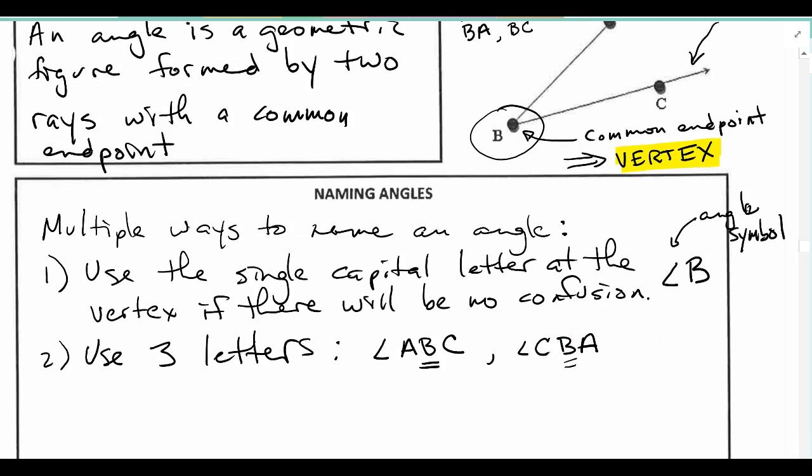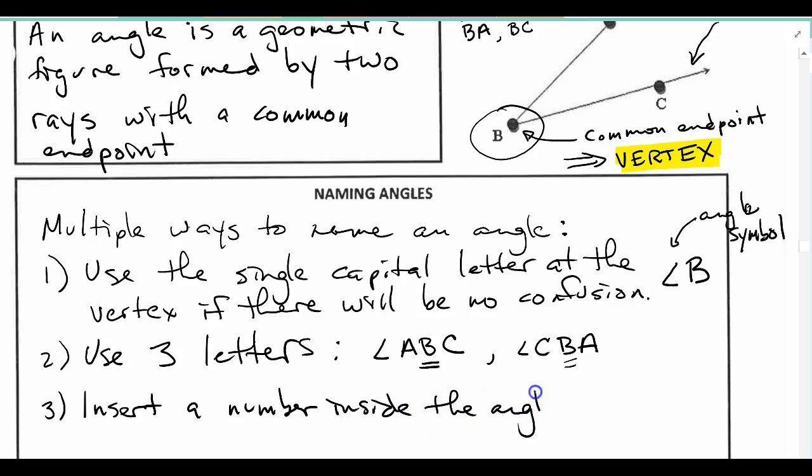Now, a third way: insert a number inside the angle. So if I wanted to, I could put a number inside here. I'm just going to put the number 3. You could put really any number you want. And then I could call this angle 3. You can always put a number inside the angle and name the angle using that number with the angle symbol.